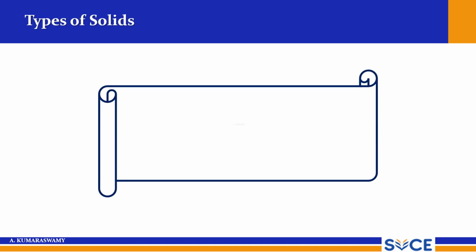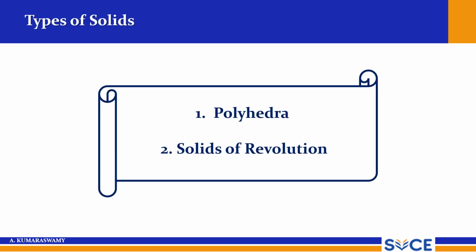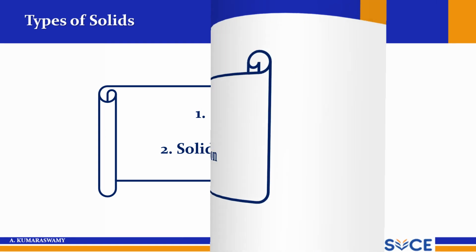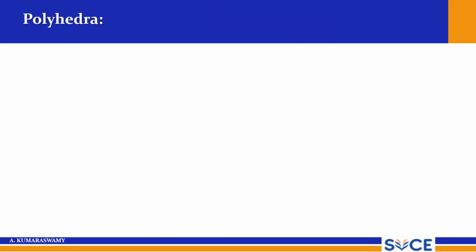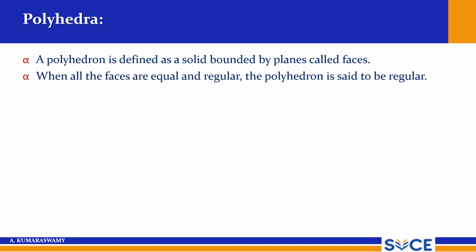The types of solids: actually there are two types, polyhedra and solids of revolution. And polyhedra are of these types. A polyhedron is defined as a solid bounded by planes called faces. So it is composed of a number of faces. When all faces are equal and regular, the polyhedron is said to be regular.